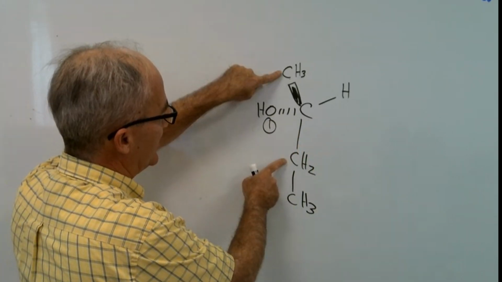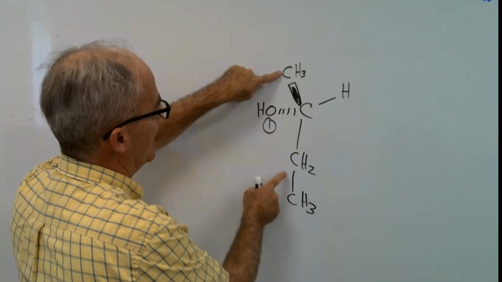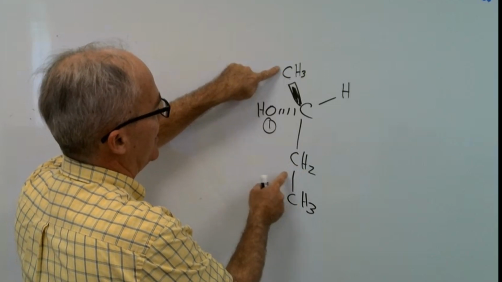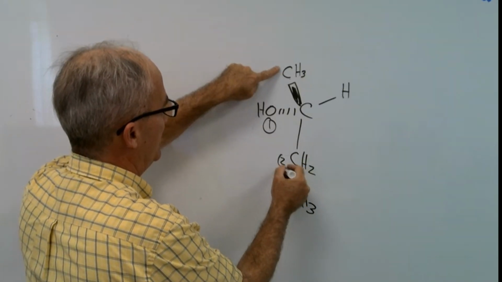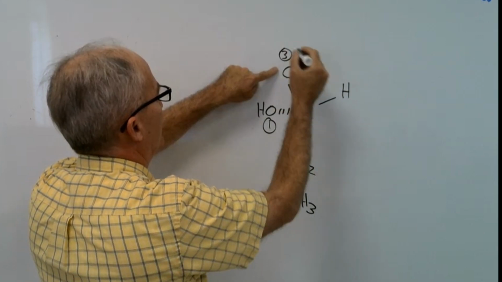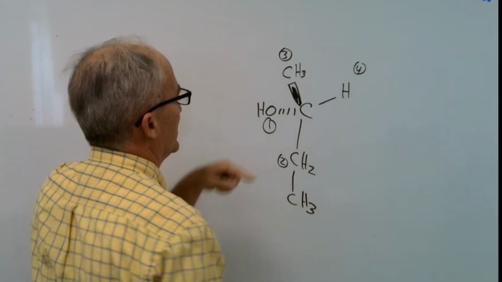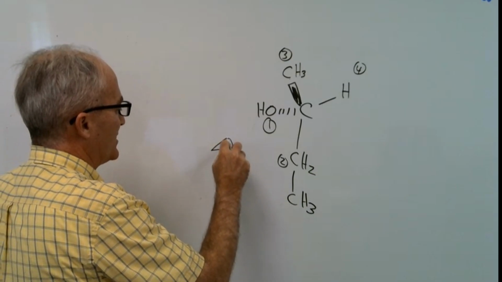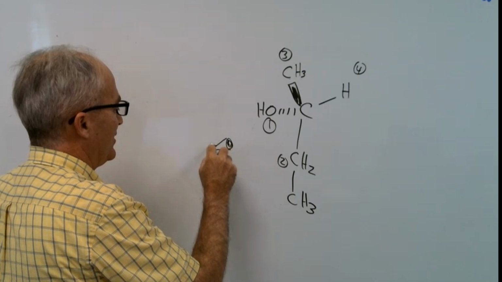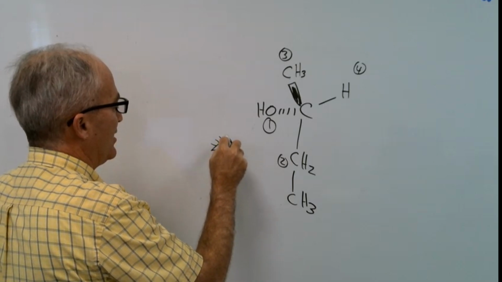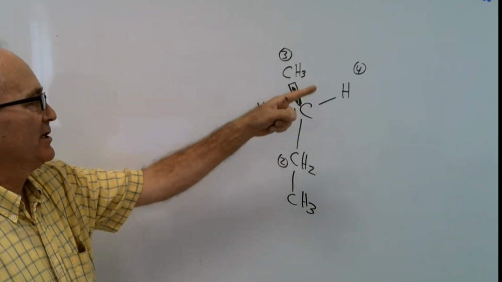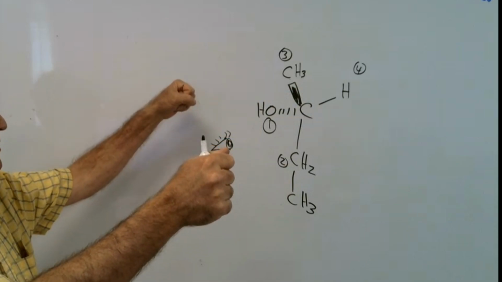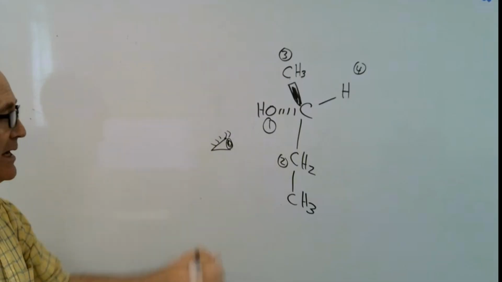Here's 2 carbons. This one has 2 hydrogens and a carbon. This one just has 3 hydrogens, so this becomes number 2. This becomes number 3. Of course, hydrogen is number 4. So if you can step over to the side and look, imagine this one coming out, this one being here. To me, it looks like it's going to be S.